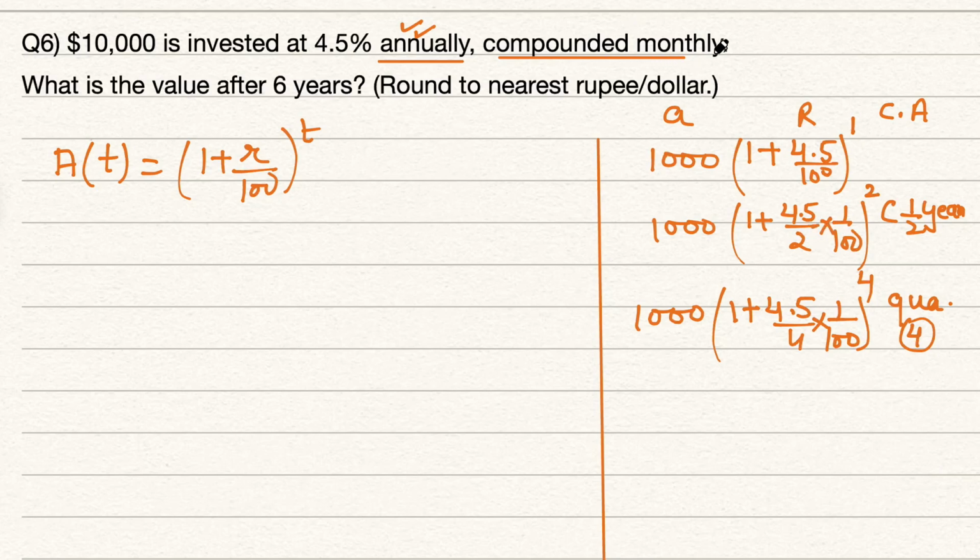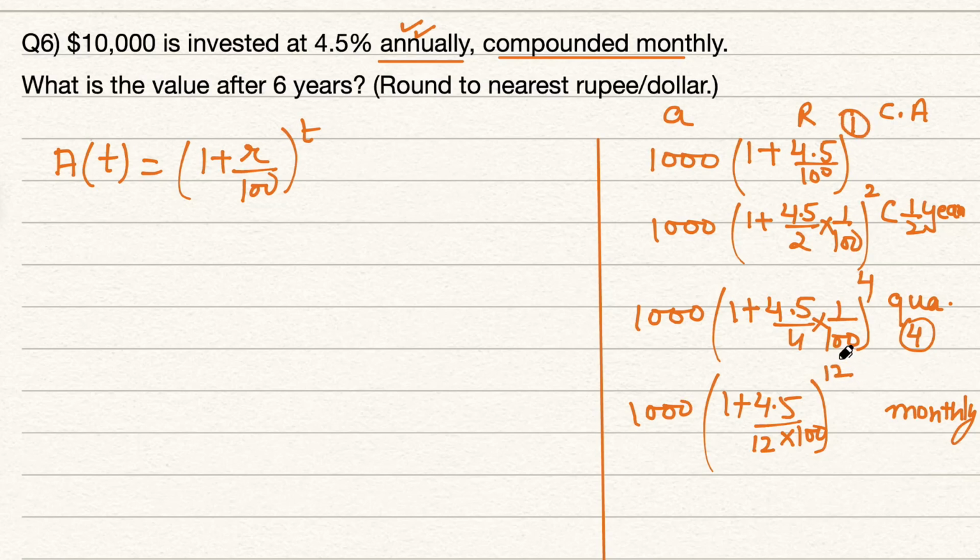Now it is compounded monthly, not even quarterly. So 1,000, 1 plus 4.5, because you are going to get interest 12 times, so that is 12, and rate of interest will be divided by 12, and this 1 by 100 is as it is. Now if you understand the concept well, this is 12 months. This is 1 year. This is again 1 year, but written in the form of months.